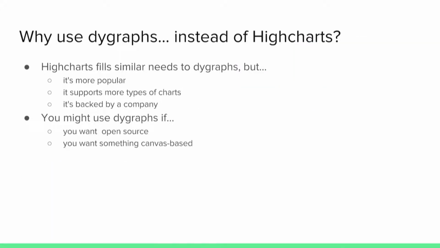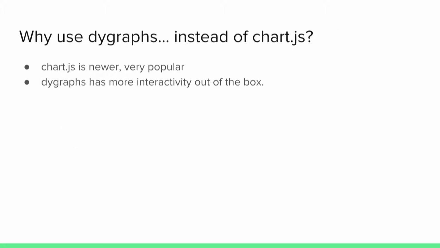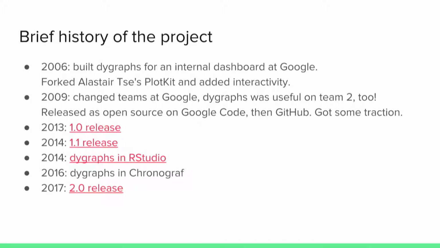So just looking at some other libraries, HighCharts is extremely popular as well. It's a great library. It supports lots of types of charts that Dygraphs doesn't, like pie charts. So I think the main reasons you would choose to use Dygraphs instead of HighCharts are if you care about the open source and if you want something that's Canvas-based. Chart.js is a newer tool. It's also extremely popular, supports a lot of chart types. I think the main difference I see with Dygraphs is that it's a little bit more geared towards Timeseries and has a little bit more interactivity out of the box. But these are all great libraries, and you should choose what works best for you.